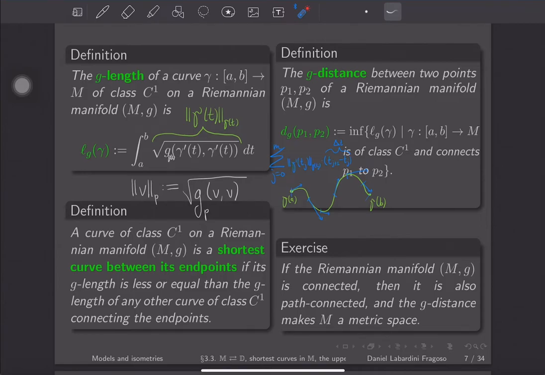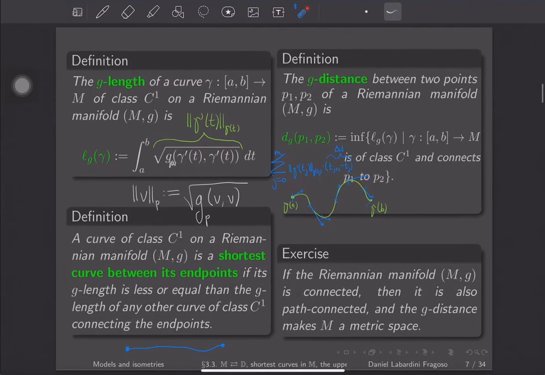As I already mentioned, a shortest curve between 2 points is a curve that connects the 2 points, but also has minimal g length compared with any other curve joining them. So that's a shortest curve.